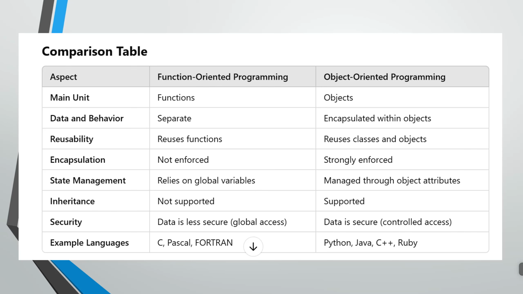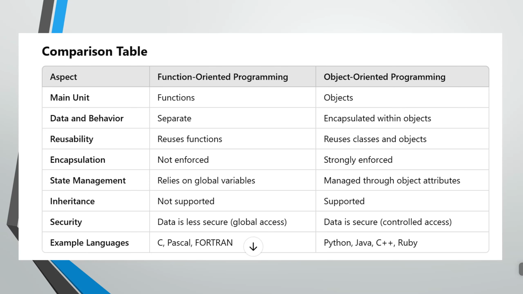Now let's look into the comparison in terms of a table. The main unit of function oriented programming is functions. In any function oriented program, we talk by considering functions as the center of attraction. But when it comes to object oriented programming, we talk about objects, not functions.